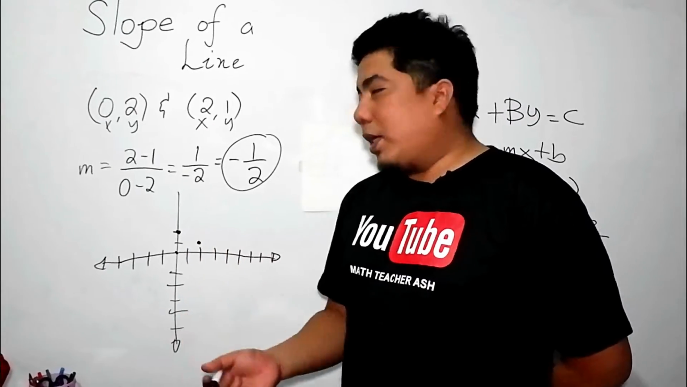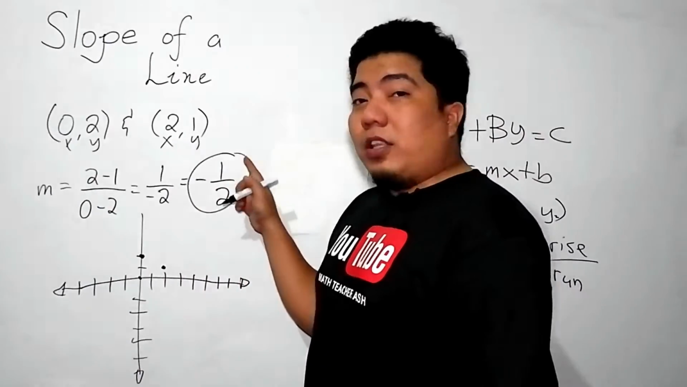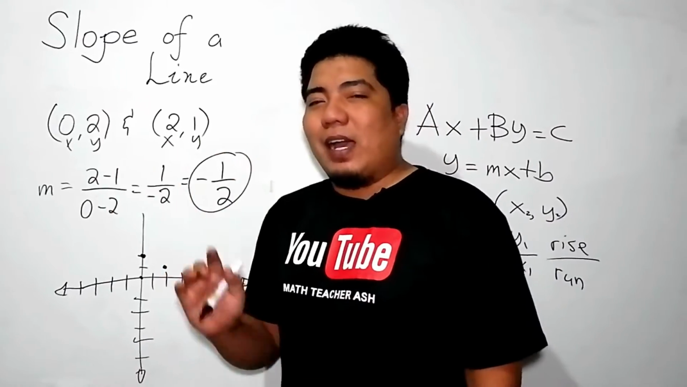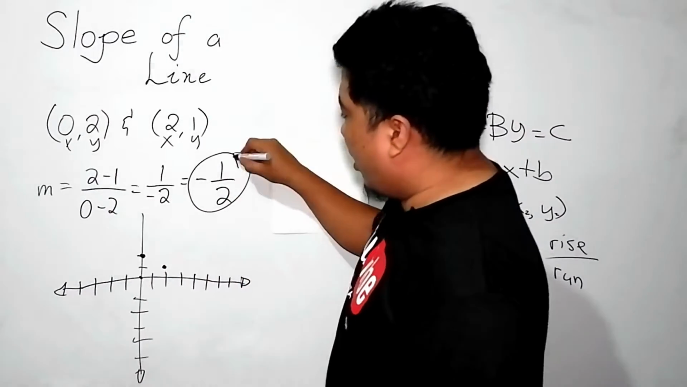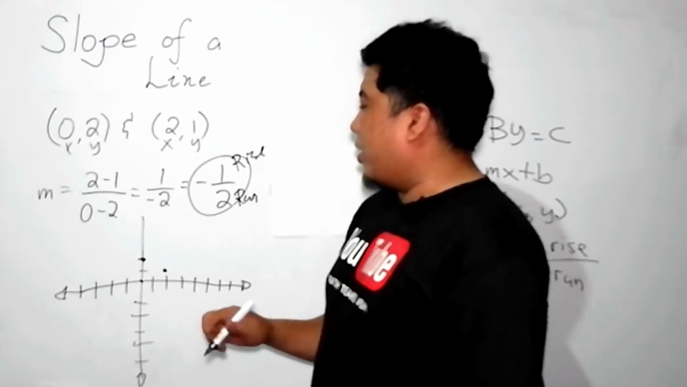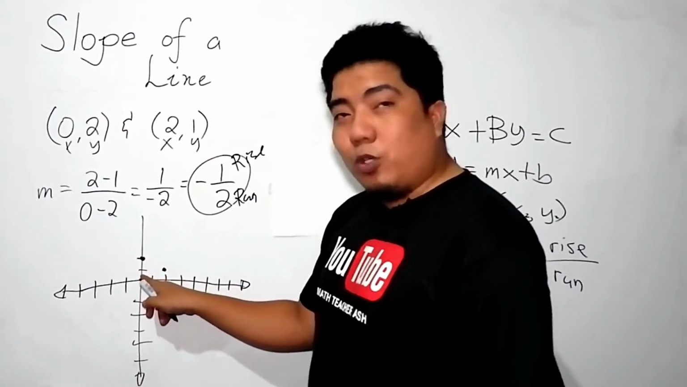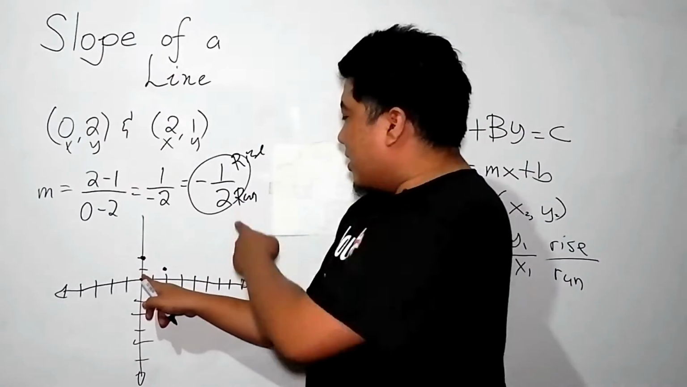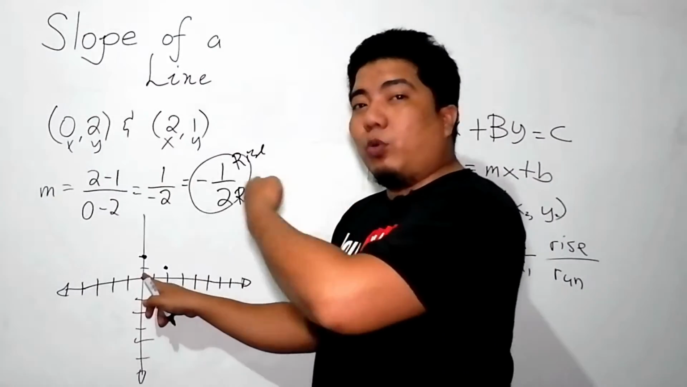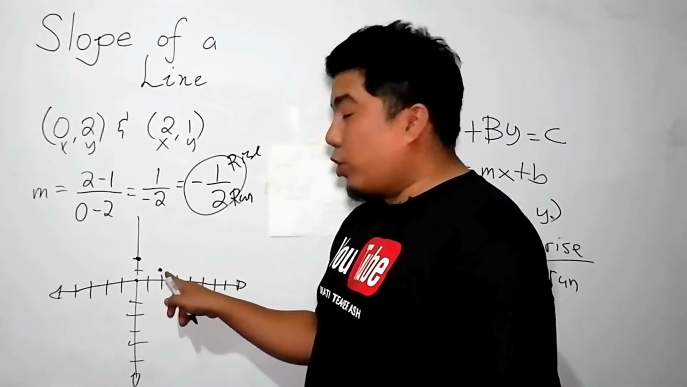Now, what does this slope mean? We have negative 1/2. Meaning that either of the two is negative. So, if we consider negative 1/2, negative 1 is our rise and our run is positive 2. Okay. So, when we rise, since it is negative, you fall. So, you go down 1. And then, since our run is positive 2, that means we will run to the right side, which is the positive x. So, 1, 2. So, you end up here.